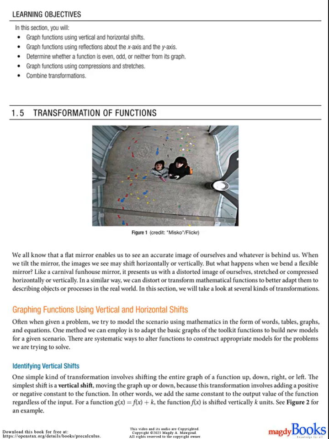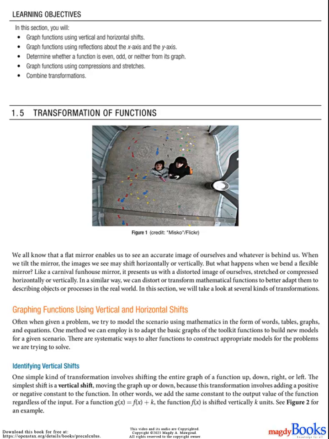A. Identifying vertical shifts. One simple kind of transformation involves shifting the entire graph of a function up, down, right, or left. The simplest shift is a vertical shift, moving the graph up or down, because this transformation involves adding a positive or negative constant to the function. In other words, we add the same constant to the output value of the function regardless of the input.